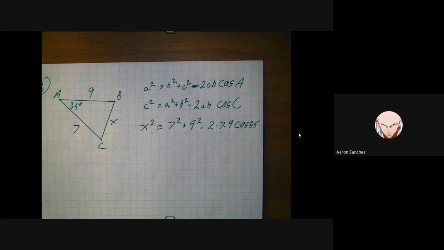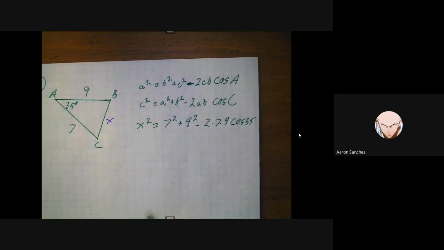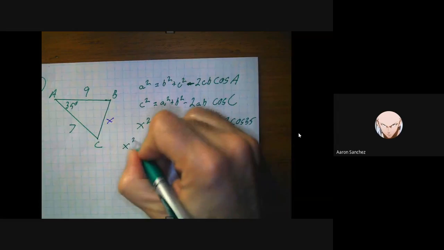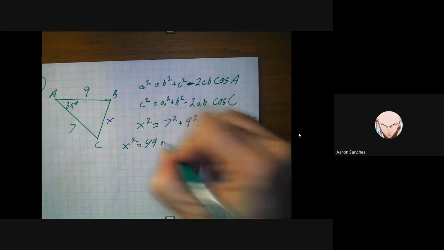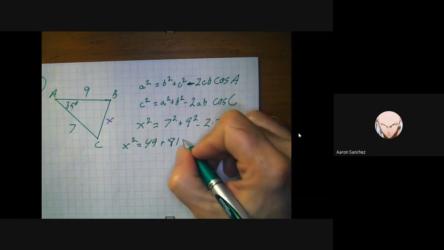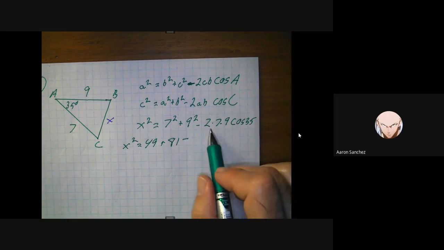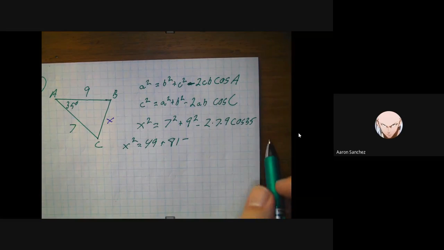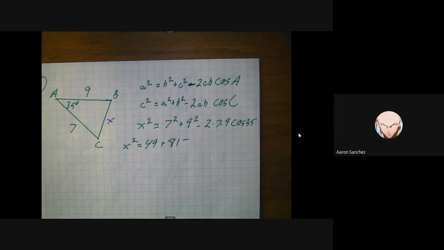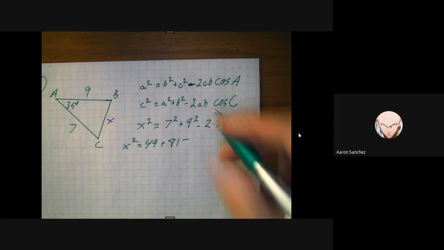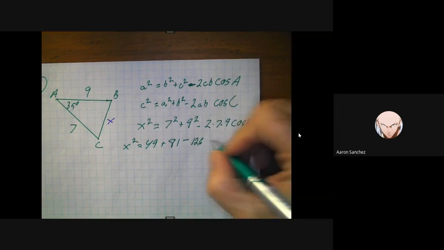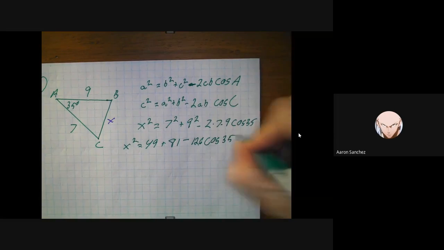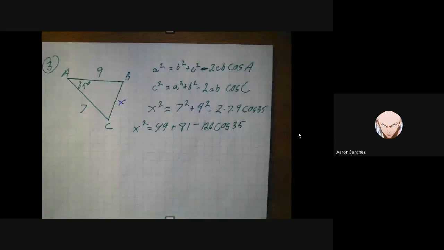Okay, so let's go ahead and you guys see how I set this. If my A is 7, my B is going to be 9: 7, 9, cosine of the angle 35. Let's go ahead and solve for x squared. So it's x squared equals 7 squared, which is 49, plus 9 squared, which is 81, minus 2 times 7 times 9, which is 126, cosine 35. So I just squared and multiplied.